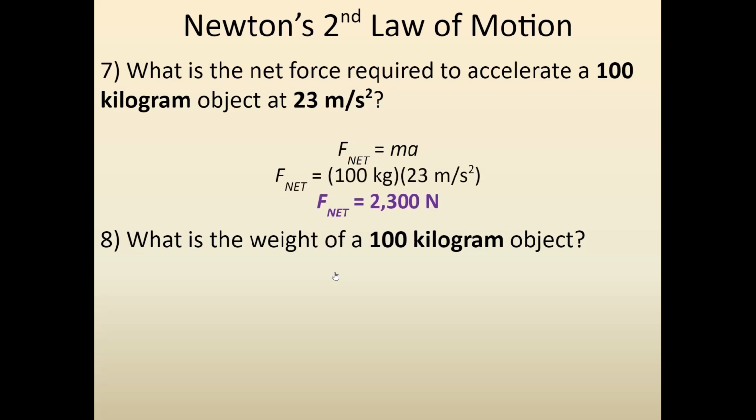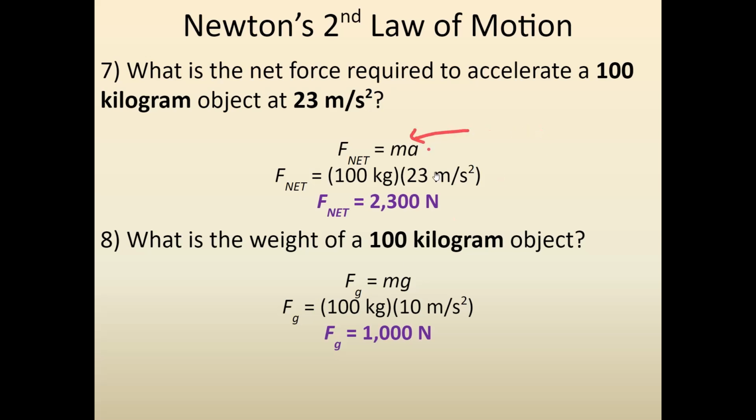Question 8, they want the weight of the object. The weight is Fg, so we're going to use Fg equals mg. Take the 100 times 10, which is what g is, and we get 1,000 newtons. It's important to make sure that you differentiate these equations. Technically, they are nearly identical in structure, as in it's force equals mass times an acceleration. So if you do accidentally use Fg equals mg up here, like if you said this is Fg equals mg, but then just plugged in 23 for g, obviously you would get the same answer because it's still mass times acceleration.